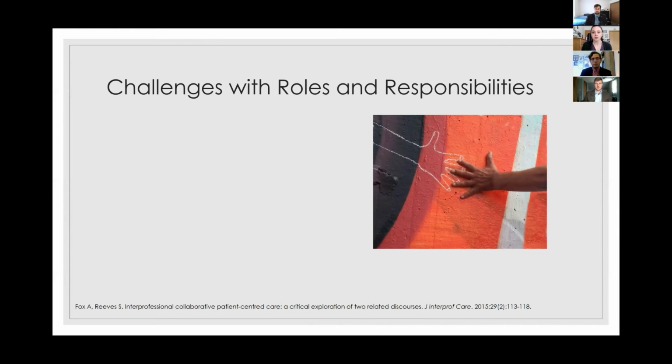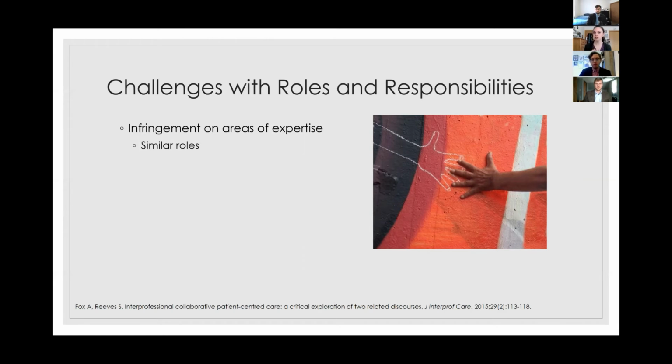And so, as we may or may not have all experienced, there are challenges with interprofessional care and practice, and challenges within the roles and responsibilities specifically. So one of the areas where this can really show up is infringement on areas of expertise. So individual healthcare providers feeling like their expertise is being infringed on because there are similar roles or responsibilities.